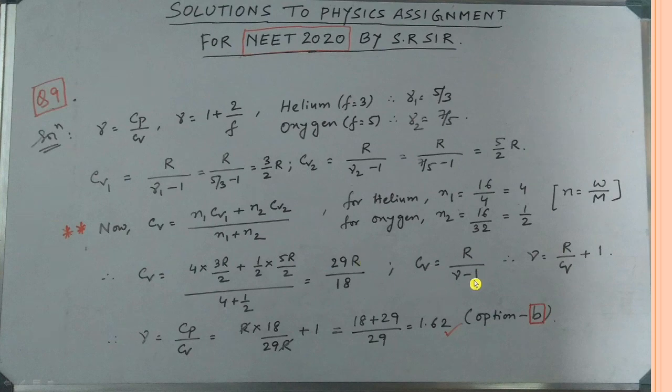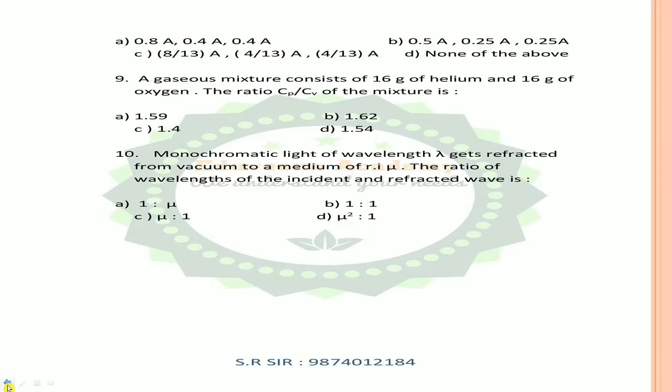So we know Cv equal to R by gamma minus 1. So gamma is R by Cv plus 1. We put Cv as 29R by 18. So R into 18 by 29R plus 1. So this calculation gives me 1.62. So option B is the correct option. This is the correct option.